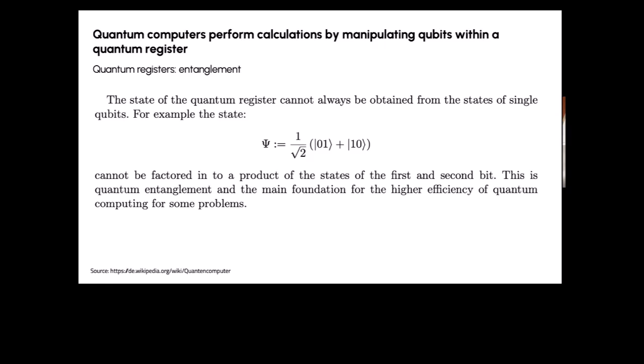So this is a two qubit register with 0, 1, 1, 0, right? And now an entanglement state, this is the same way in entanglement than we saw with a photon, so that we see that it's a mixture of 0, 1, 1, 0. And this state cannot be factored into a product of the states of the first and second bit. This is quantum entanglement and the main foundation for the high efficiency of quantum computing for some problems. So not only is the wave superposition for several qubits important, but also the entanglement. And the entanglement here, it says, you can't factor it into a product of the states of the first and second bit. That means what I said before, that the projectors are non-commuting, because we cannot factor this sum into a product of the first and the second bit. So this is like the photon entanglement.